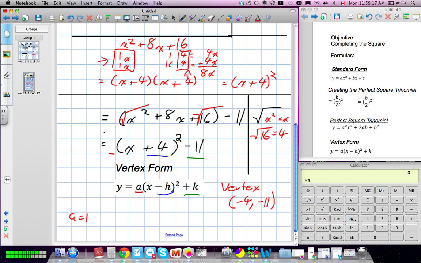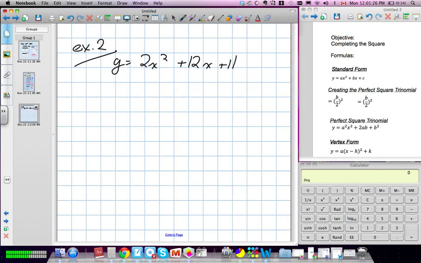Since a is +1, we have a parabola that opens which way? Up. Opens upwards because it's positive. So because it's positive, our vertex is at the bottom. It has a minima, or a minimum value. The minimum value is -11. This parabola will never go lower than -11.